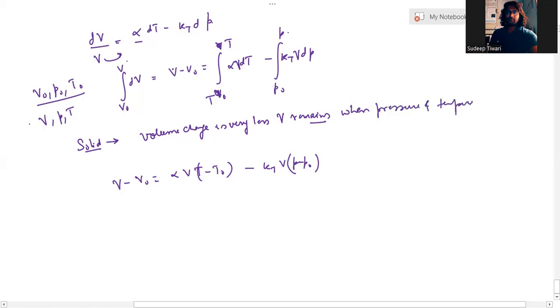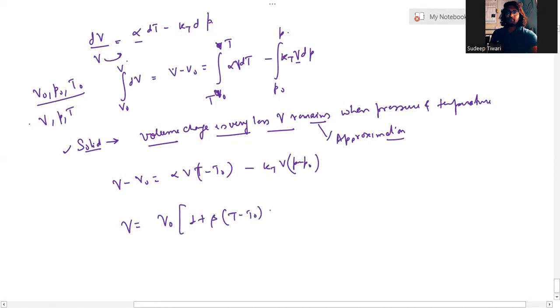So basically, if I think this way, that the volume change remains very less, this is the kind of approximation I'm taking. During the change of pressure and temperature, in the case of solids, the volume change is very less. So I can assume volume to be a constant, and I can take this out of the integral, and I can write that my volume V can be expressed as V naught times 1 plus alpha T minus T naught, minus kappa T, P minus P naught.